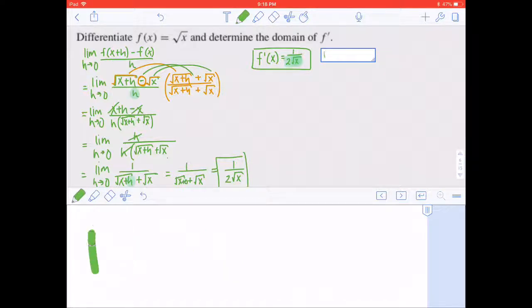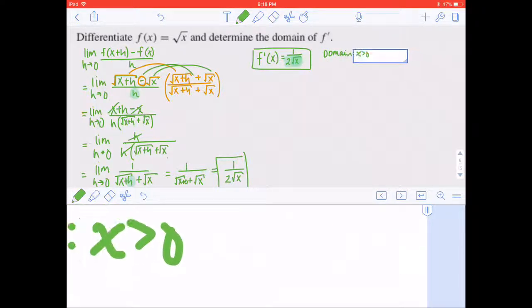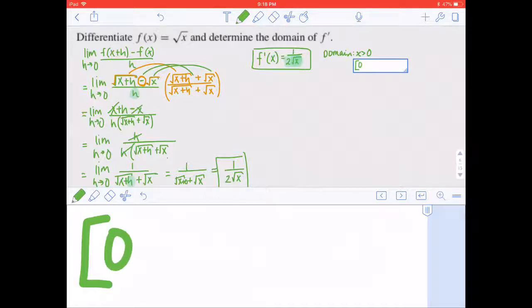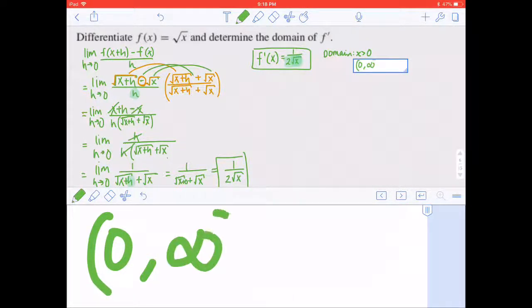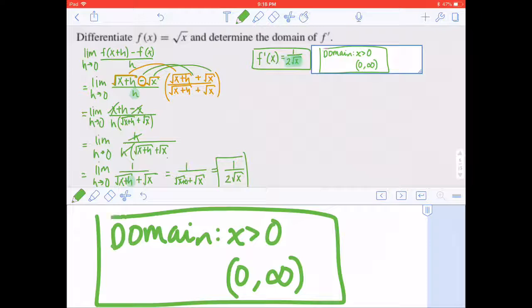Let me rewrite that. Domain is x greater than 0, or we can write it in interval notation as 0, not equal to 0, to infinity. And that would be our solution for this problem here.